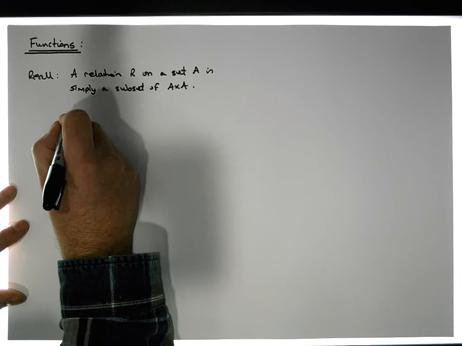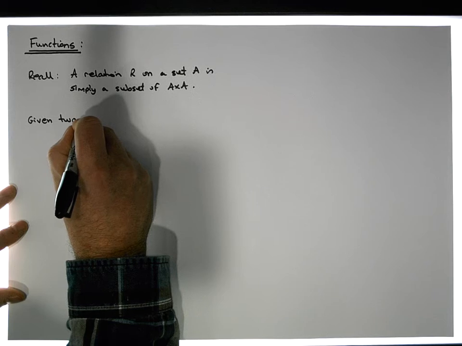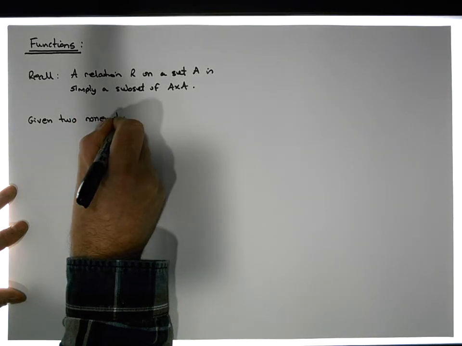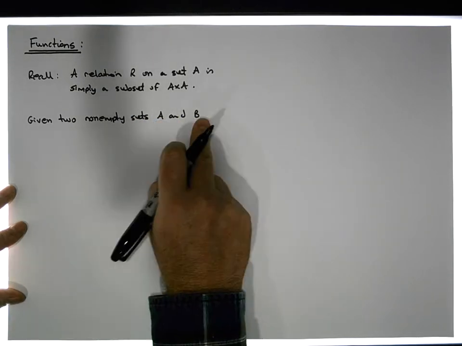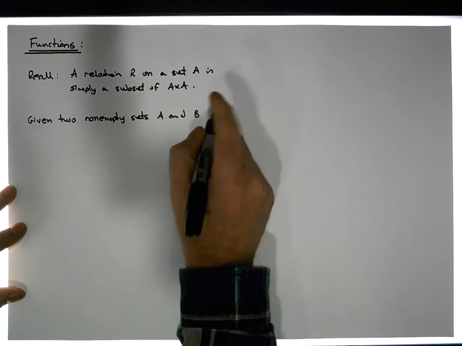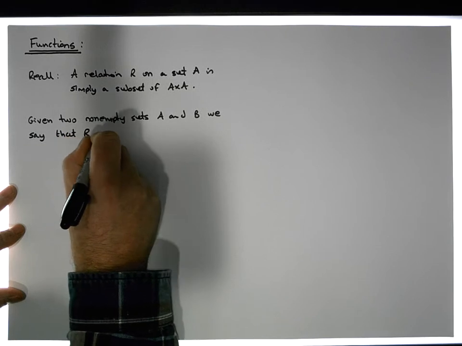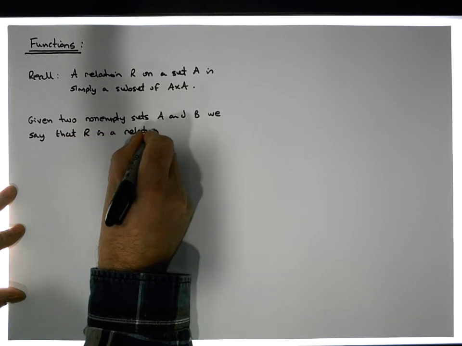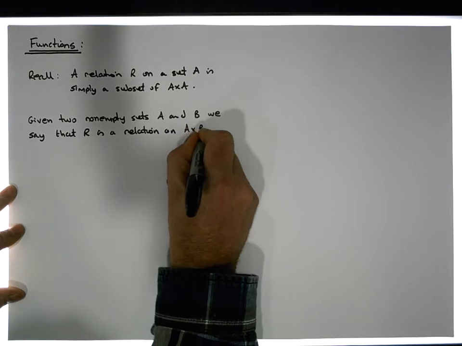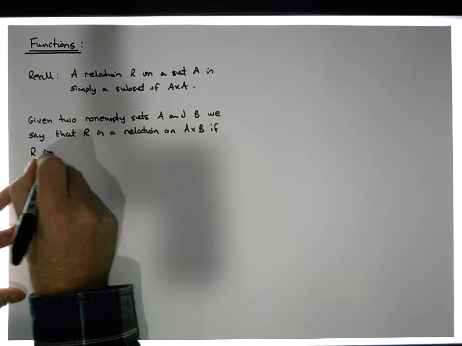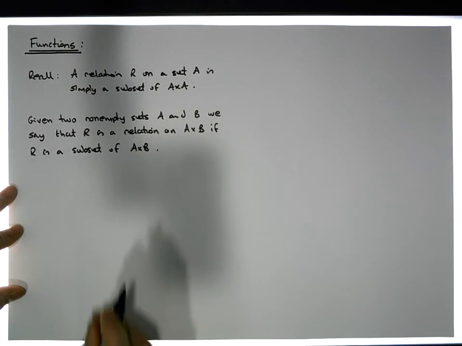Given two non-empty sets A and B, where A and B are not necessarily the same, we say that R is a relation on A cross B if R is a subset of A cross B. So what do I mean here?